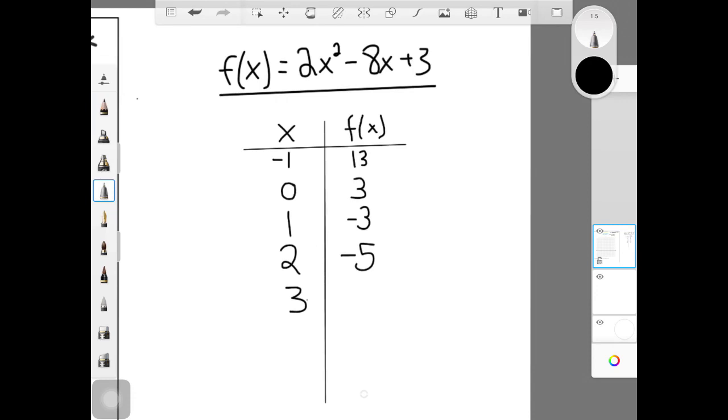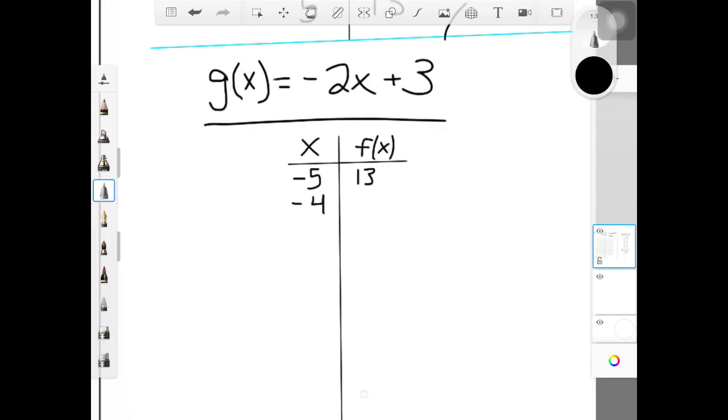I plug the first equation, 2x squared minus 8x plus 3, into y equals on my graphing calculator. You can easily do this on Desmos, which is an online graphing calculator. I then looked at the table and copied down the values in both columns. Now I'm making the table for the linear equation, g of x equals negative 2x plus 3. I can use my graphing calculator again to copy down the values in the table for this equation.